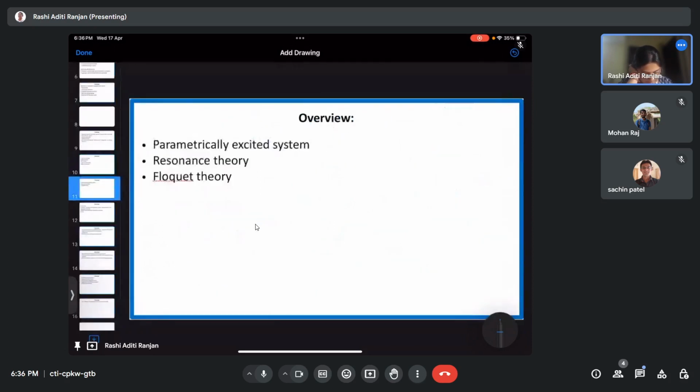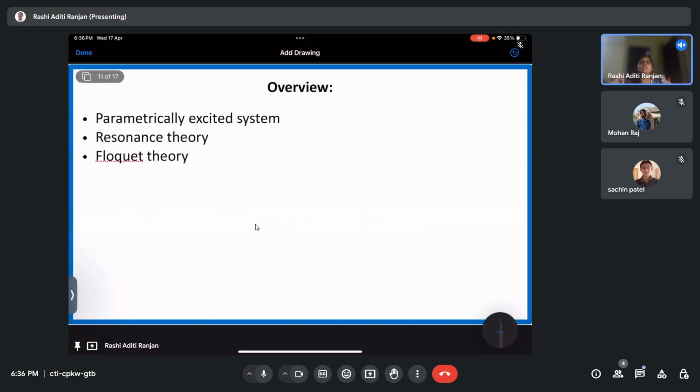This is done. Parametrically excited system, you people know what a parametrically excited system is. A system wherein my parameter is going to vary with time, that is my parametrically excited system. Like we have the Mathieu equation. So I hope there is no doubt, you can easily identify the parametrically excited system.